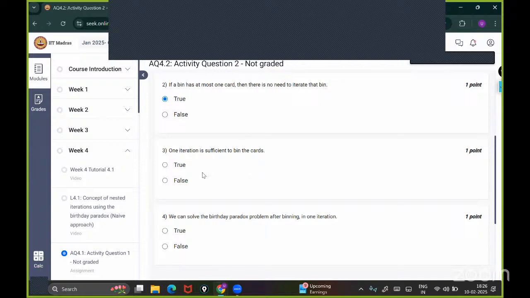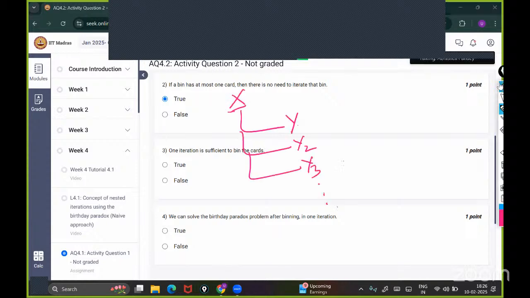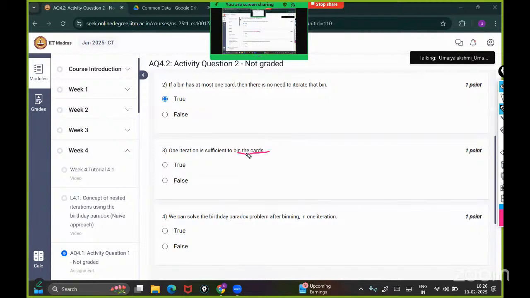Is one iteration sufficient to bin the cards? No. Why is it no? Because in many cases we need to iterate many times to find our required result. Is that about required results or about binning the cards? Regarding binning the cards, yes, one iteration is more than enough, right?